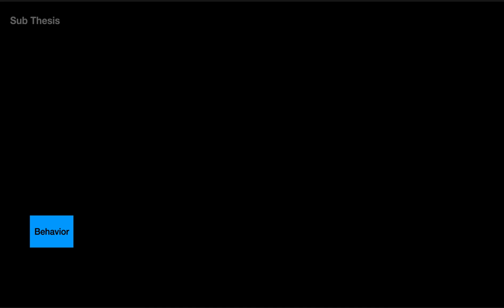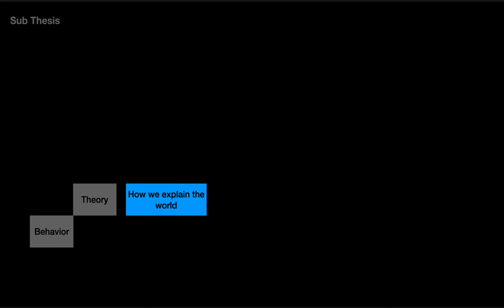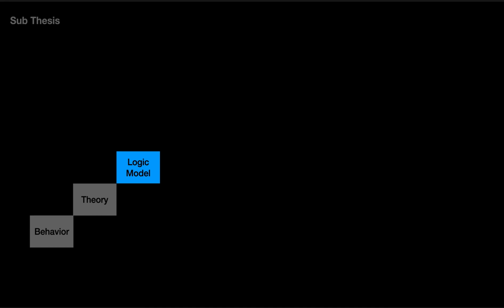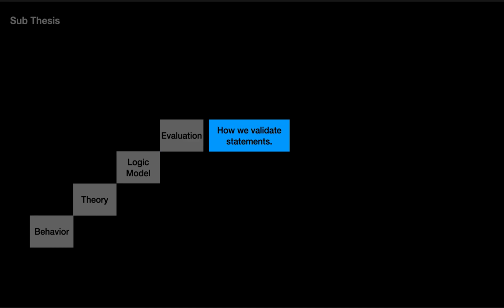Let's begin with defining behavior. Behavior is an individual's actions. Next, we have theories. Theories are explanations for how the world works. Next, we have a logic model. Logic models are how we operationalize our theories into action. Next, we have evaluations. An evaluation is how we validate the program's outcomes or statements.